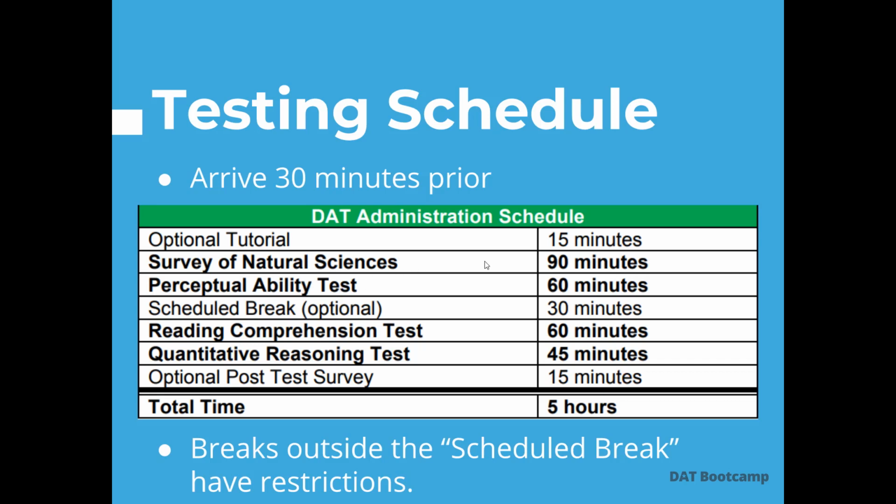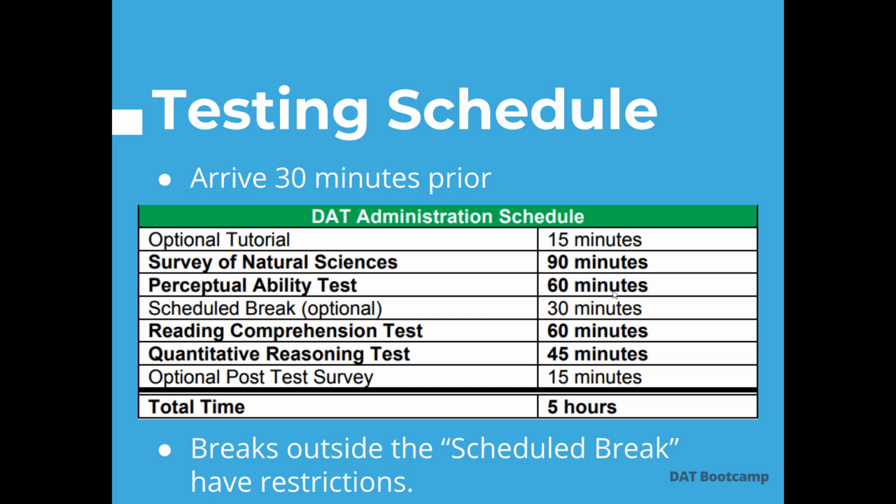You have your perceptual ability test following right after the survey of the natural sciences. You'll have 60 minutes to complete this section. After that, you'll have a scheduled break for 30 minutes, and I highly recommend that you do take this break, or perhaps 20 minutes at that break, or 15, just to clear your mind. Perhaps you want to have a snack, you want to have a drink, go to the washroom. This is the time to do it.